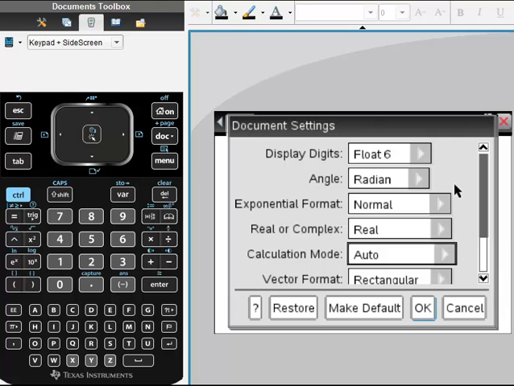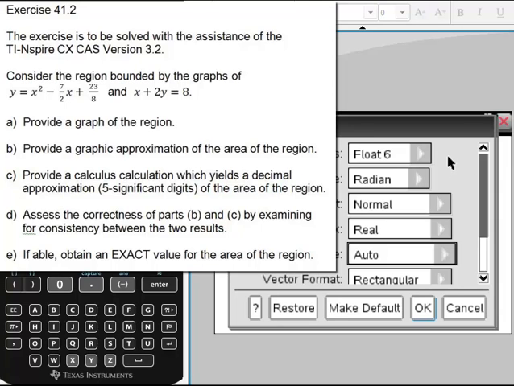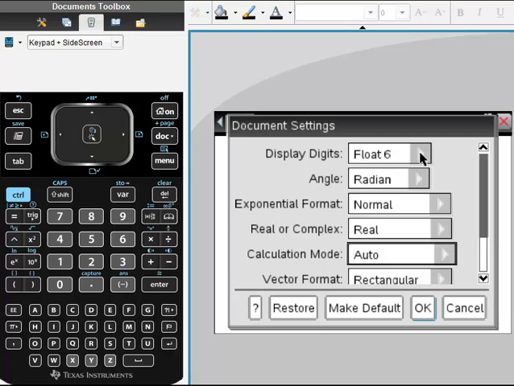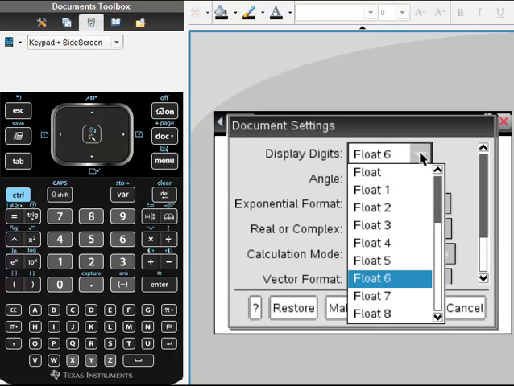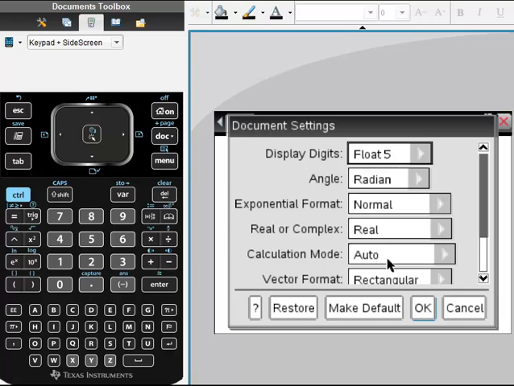A second item that we might tinker with: since this question requires 5 significant digits, we might as well change our display digits to 5, so that will be fairly easy to work with when the time comes. And keep in mind, this display digits setting is for the calculator or spreadsheet mode. The graphs have their own display digits menu that we can work on later. Okay, we'll click OK.